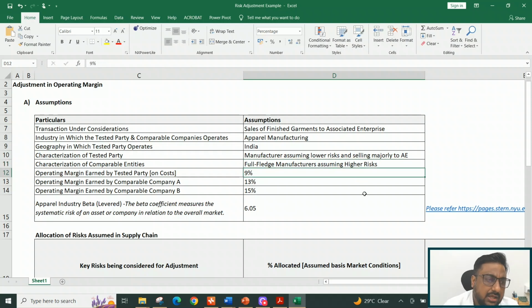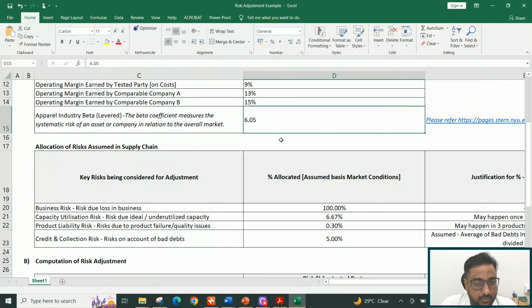Now, the operating margin earned by the tested party on cost is 9%. This is what we have arrived at by making that computation. I have just assumed a figure here. Right. Now the operating margin of comparable companies A and B, which assume higher risk, is 13% and 15%, right? Which is quite higher than the margin being earned by the tested party. Now how will we analyze the risk adjustment on this part? The beta coefficient is 0.65.